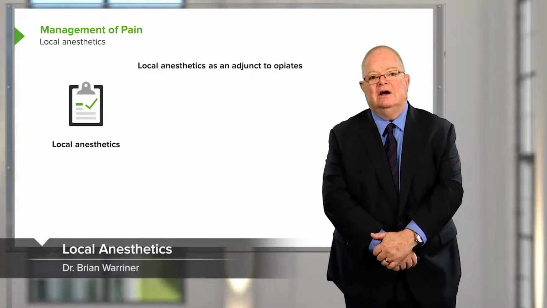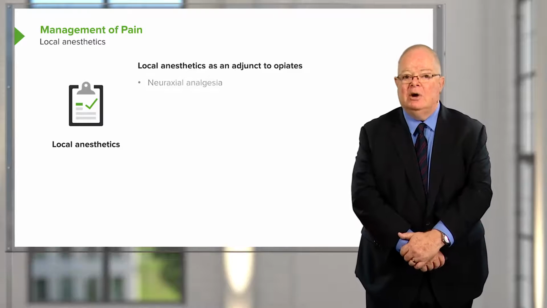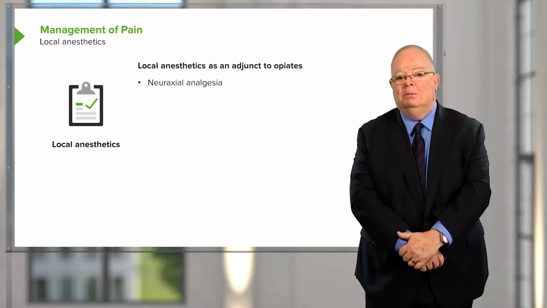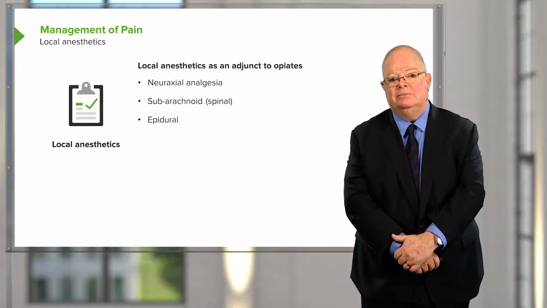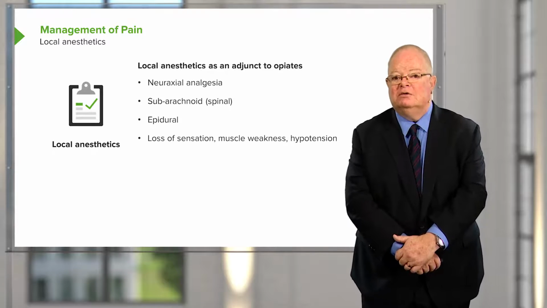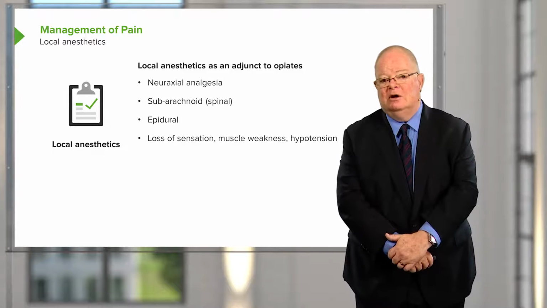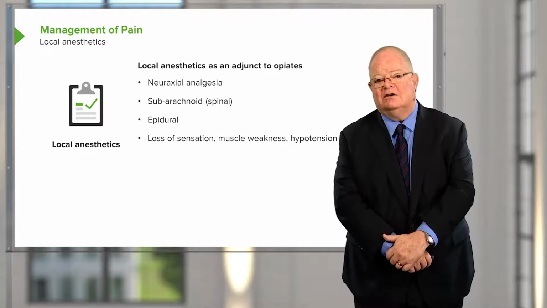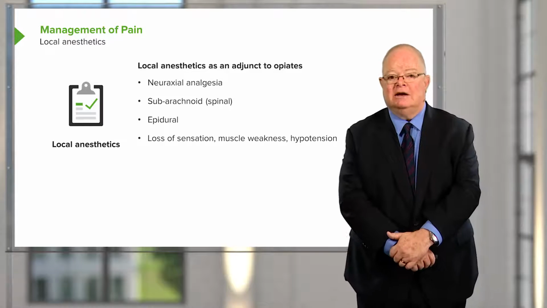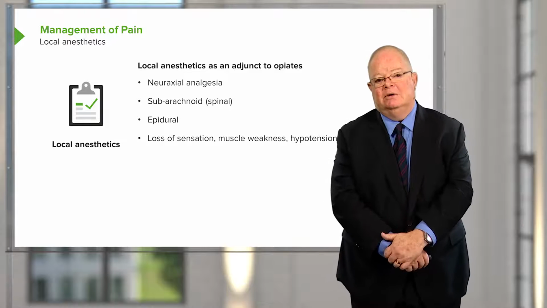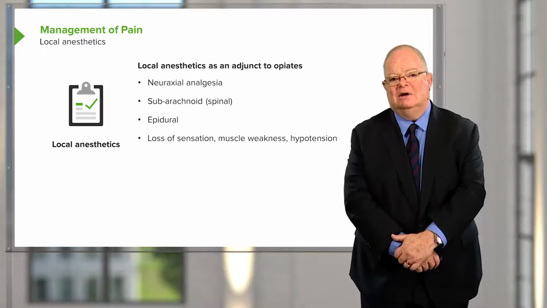Local anesthetics are used as an adjunct to opiates, either by way of neuraxial analgesia, or by epidural, for instance, or by subarachnoid block as in a spinal. They produce loss of sensation, muscle weakness, and hypotension. And they can't be used long-term because if you're using local anesthetics to control your pain, you lose muscle activity and motor activity as well as the pain.